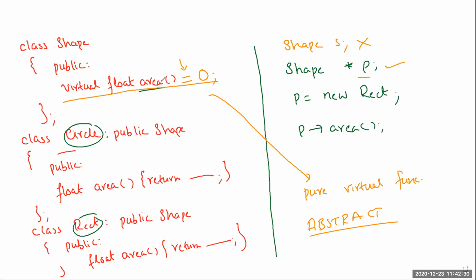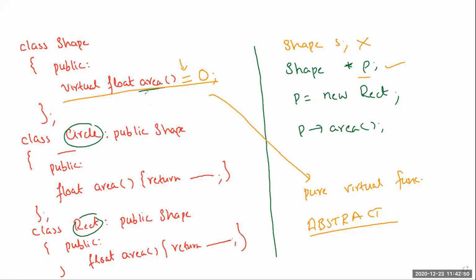Now you have made this class an abstract class. There's another advantage of this. When you add a pure virtual function in the parent class, you are making sure that anyone who makes a child class must override this function.